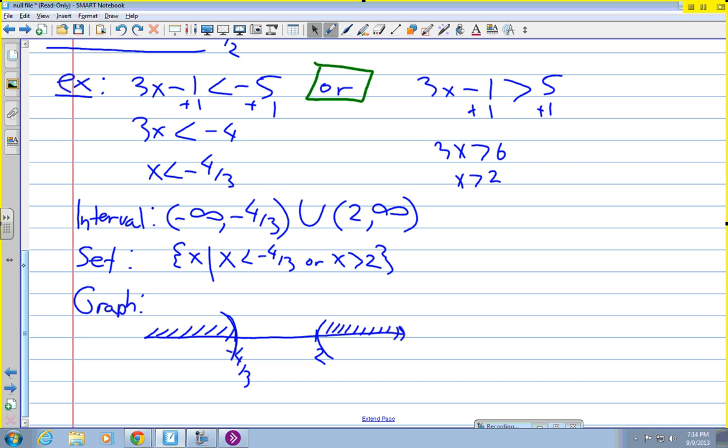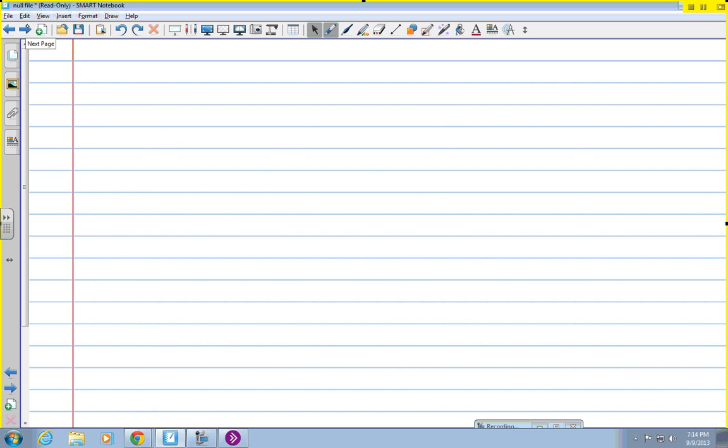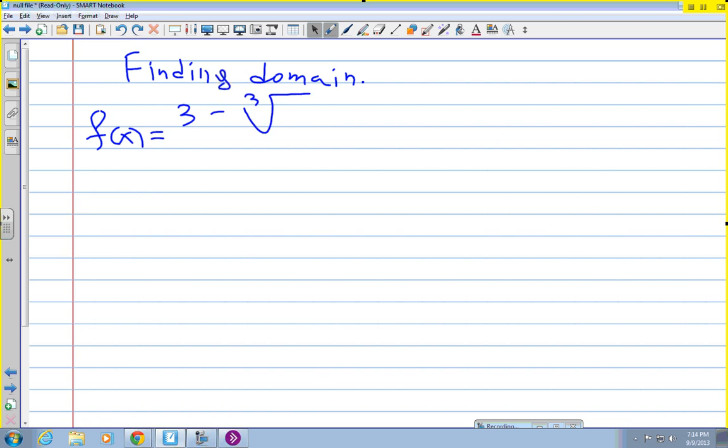Okay, good. So now, since we have made the knowledge of linear inequalities official, we can go back and find more domains of functions. Remember we did that last week? Finding the domain of a function. So for example, if I write this, 3 minus the cube root of 2x plus 1.